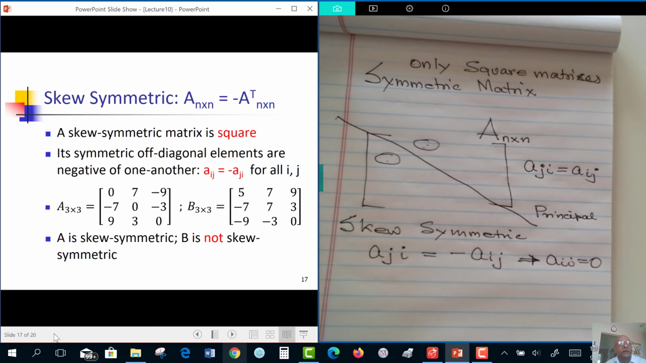So let's look here. Matrix A, diagonal elements are all 0. 7, negative 7. 9, negative 9. Negative 3, positive 3. So this is skew symmetric. Here, the diagonal elements are not 0, so right away, not skew symmetric. But suppose the diagonal elements were 0, then 7, negative 7, it'll become the same as this matrix A effectively, right?